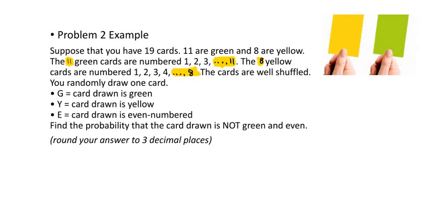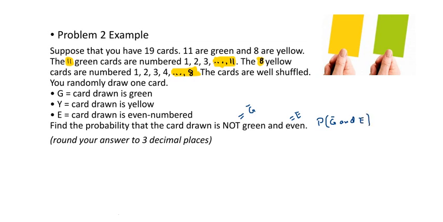If we say not green, we're going to use the complementary event G with a little bar over it to represent the complement of G, that is not G. And of course even, right, an even event, we take E. So we're interested in finding the probability that the card we draw is not green and is even.